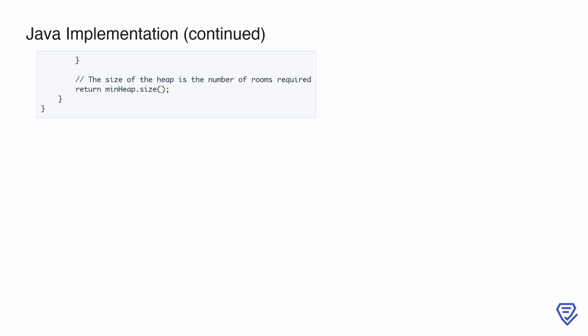If the current meeting cannot reuse an existing room, we simply add its end time to the heap, indicating a new room is needed. This process ensures that the heap always contains the end times of the meetings currently in progress. Once all intervals have been processed, the size of the heap represents the number of meeting rooms required, as each entry in the heap corresponds to an ongoing meeting at a specific time. Finally, we return the heap size as the result.